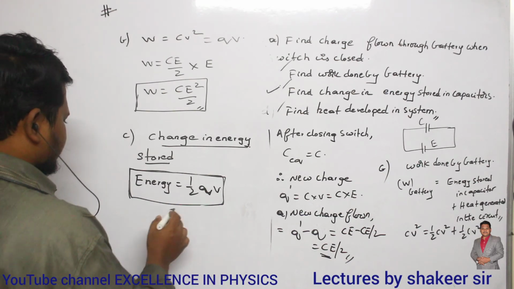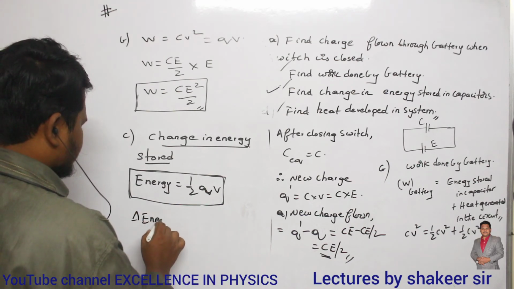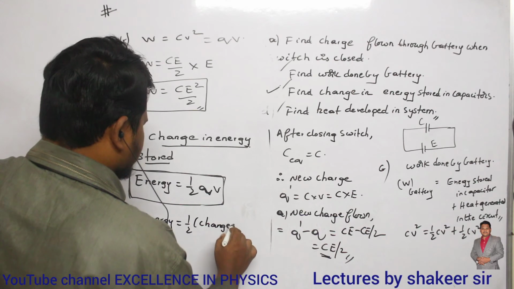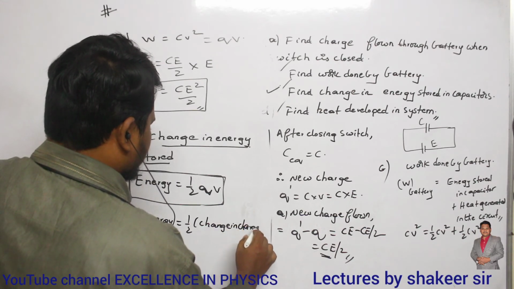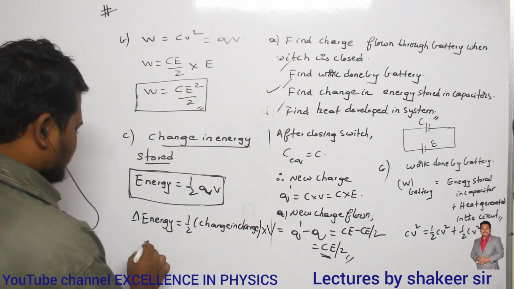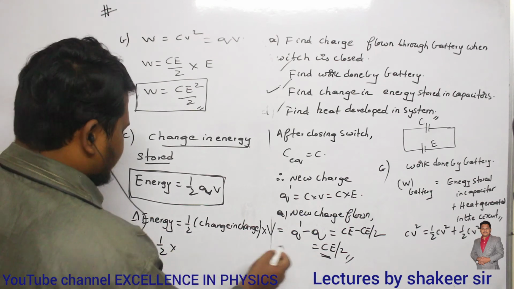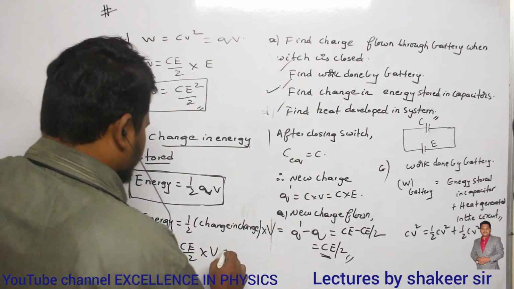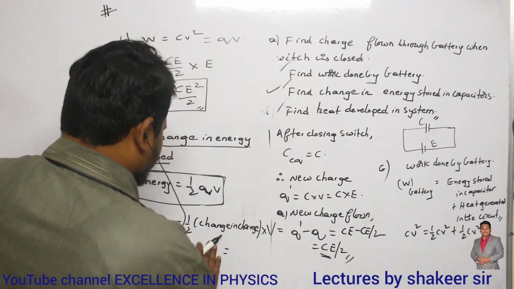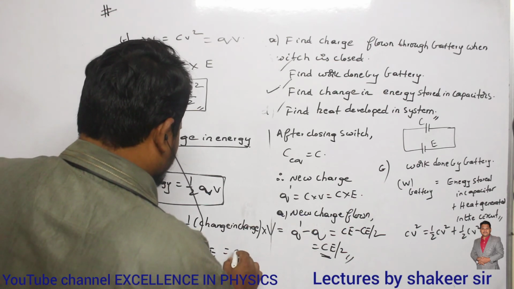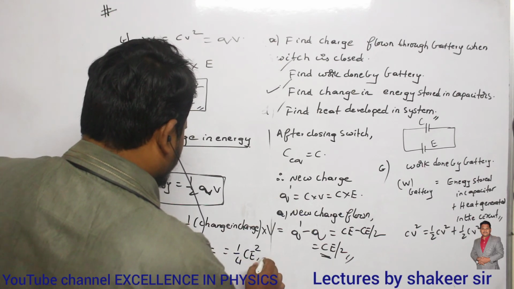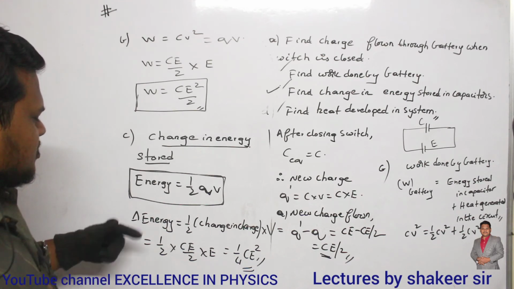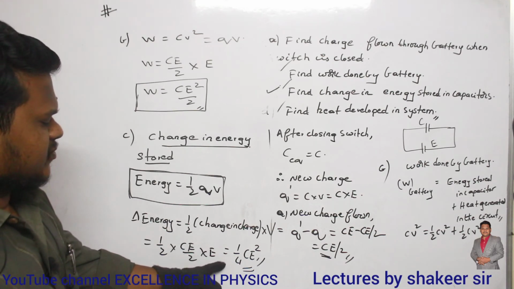So change in energy is how much? Change in energy is equal to half into change in charge multiplied by potential difference. Half into change in charge, we have already calculated: CE divided by 2 multiplied by V. The potential here is E only. So therefore 1 by 4 CE square. Clear? This is the equation for the additional energy stored in the capacitor.